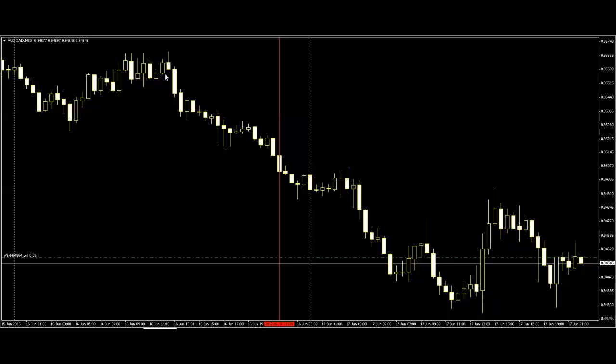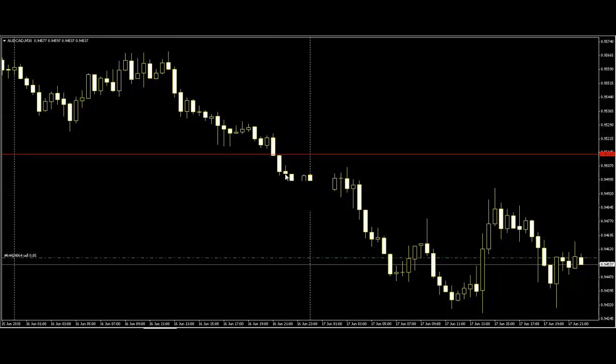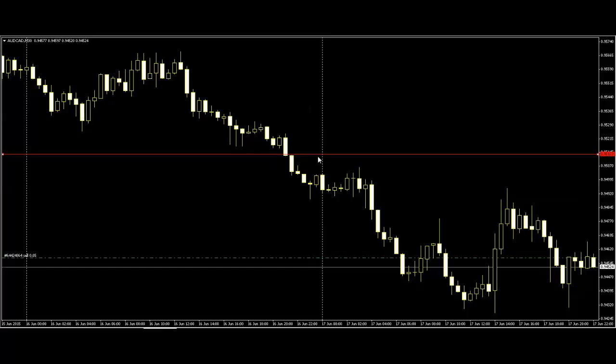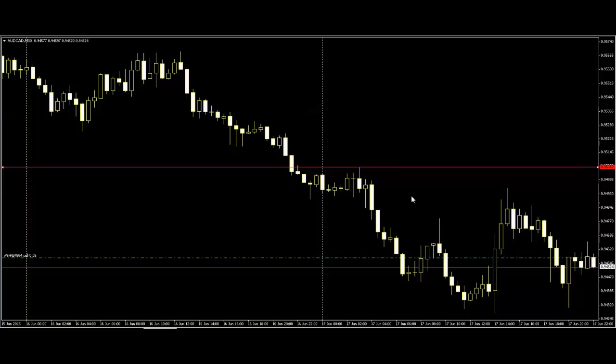Target is stop loss. So where is the stop loss? Stop loss is here. And price goes down, down, down. And then move stop loss here.